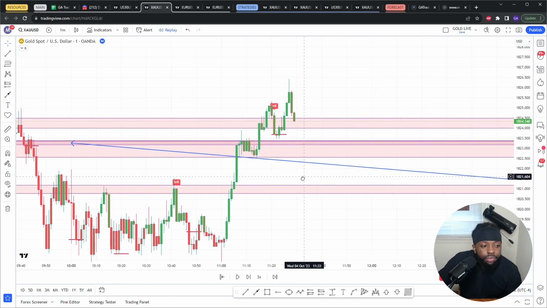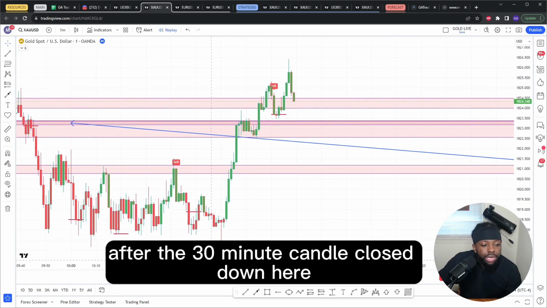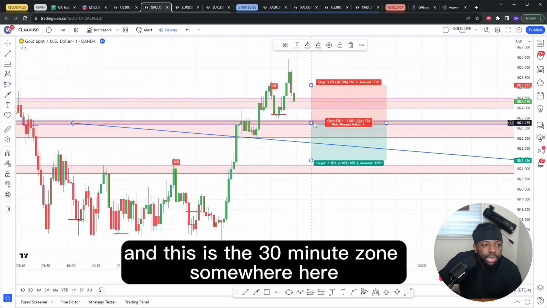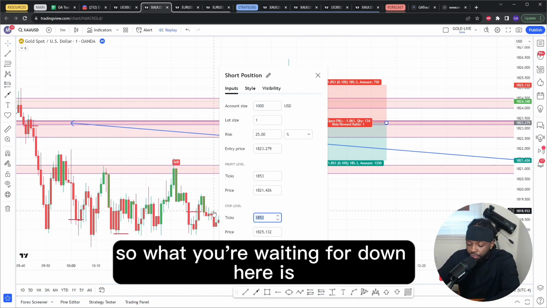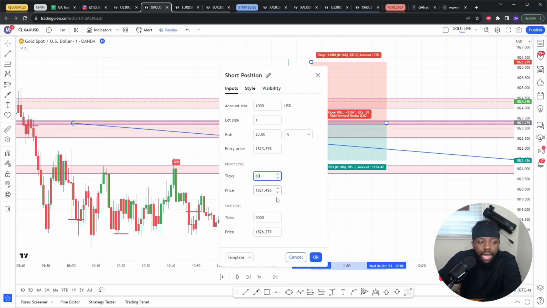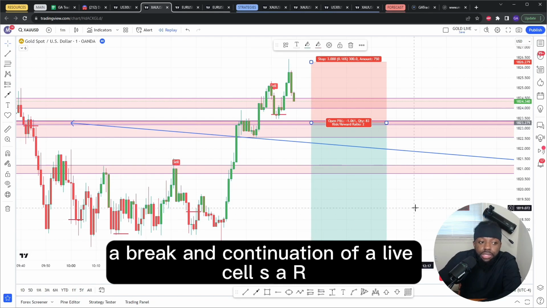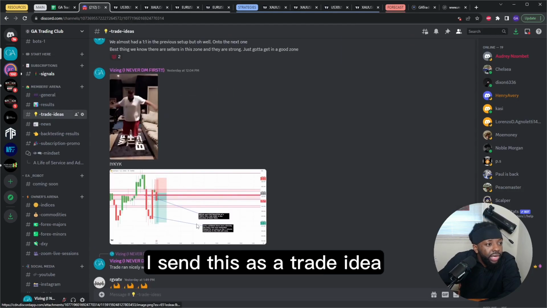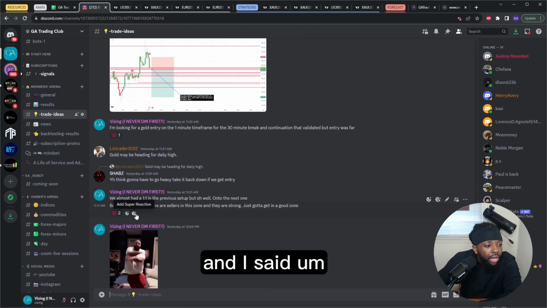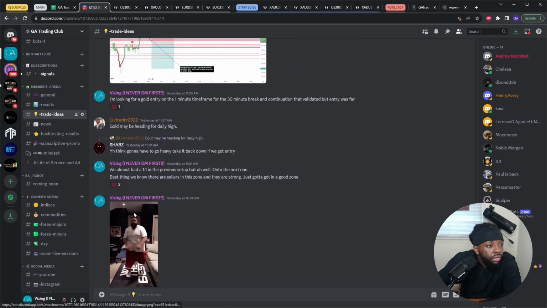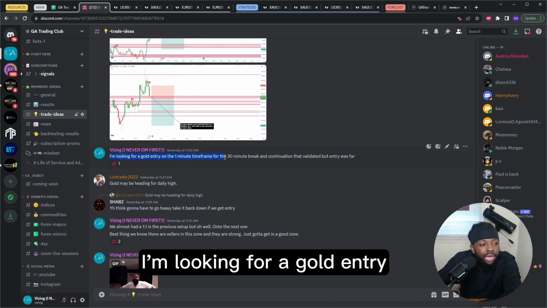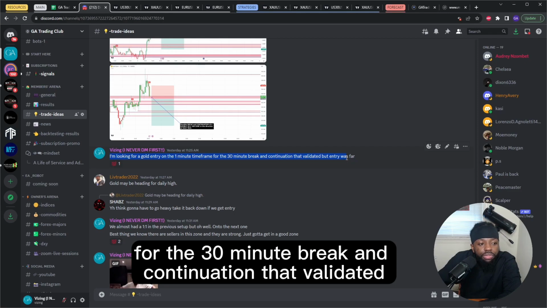So in this zone, you see this is that retracement. After the 30-minute candle closed down here, this is that retracement you're waiting for. So you're waiting, and this is the 30-minute zone somewhere here. What you're waiting for down here is a break and continuation of a live sell SAR. So here I came and I waited, and you see I sent this as a trade idea, and I said I'm looking, and this was 11:25 a.m., right? I'm looking for a gold entry on the 1 minute time frame for the 30-minute break and continuation that validated, but the entry was far.